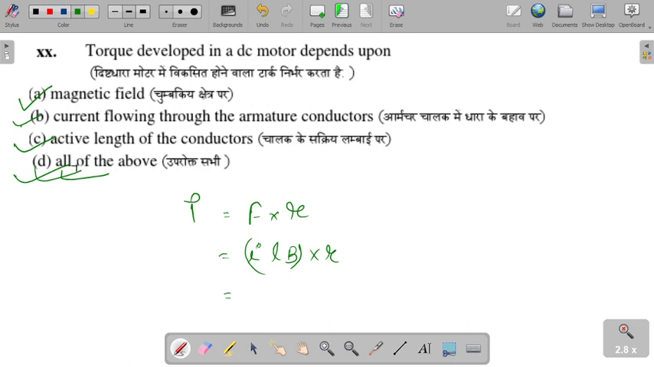So this is all about this session. We have solved each and every problem of the fundamentals of electrical and electronics engineering paper.